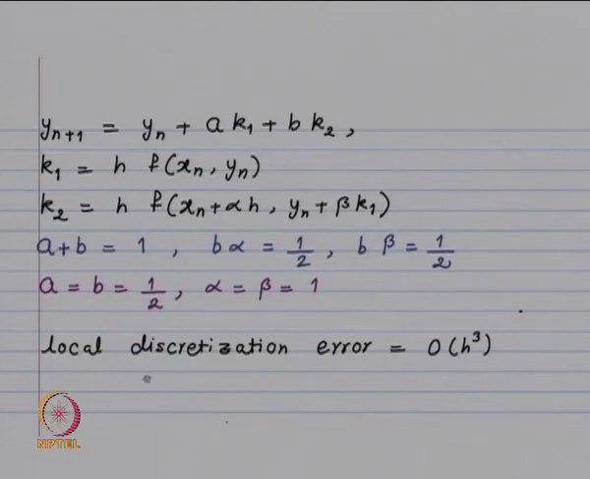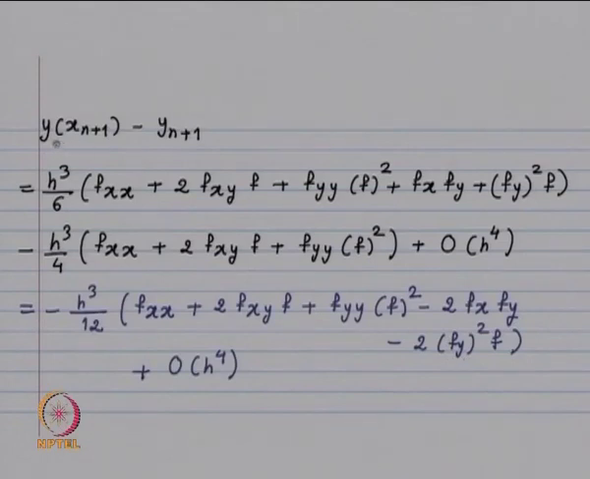So, that is the Runge-Kutta method of order 2, and local discretization error is of the order of h cube. If I consider the error now, y(x_{n+1}) minus y_{n+1}, this is the term in y at x_{n+1} which contains h cube. The corresponding term in y_{n+1}, which contains h cube, is given by this. I am subtracting, and then you have terms of the order of h raised to 4. So, this is equal to, when you simplify, minus h cube by 12 times this factor plus the term of the order of h raised to 4.